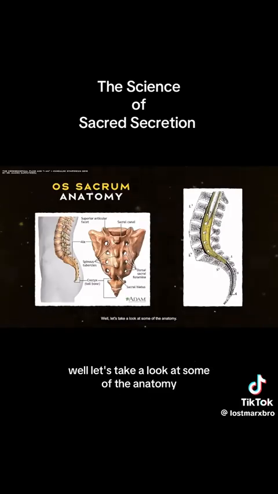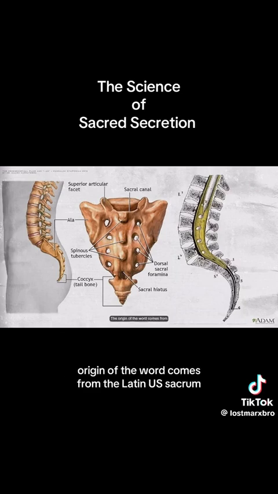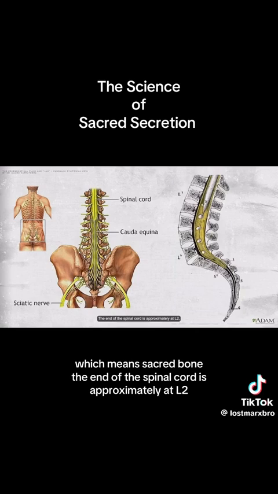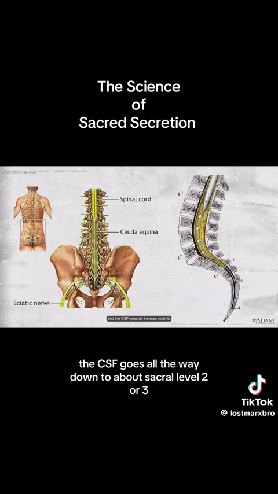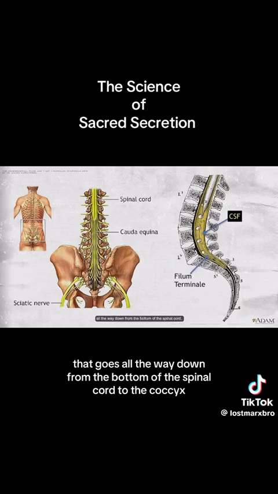Well, let's take a look at some of the anatomy. The sacrum is a large triangular bone at the base of the spine. The origin of the word comes from the Latin os sacrum, which means sacred bone. The end of the spinal cord is approximately at L2, and the CSF goes all the way down to about sacral level 2 or 3. Interestingly, there's a filament called the filum terminale that goes all the way down from the bottom of the spinal cord to the coccyx.